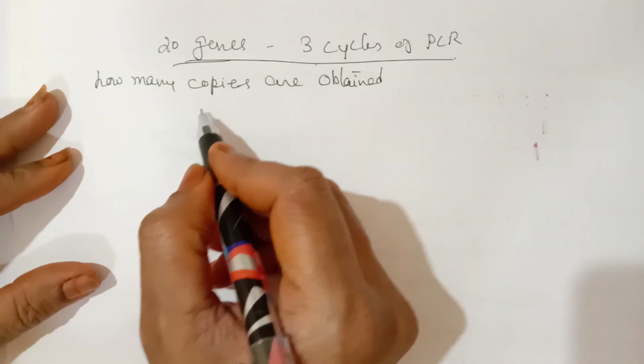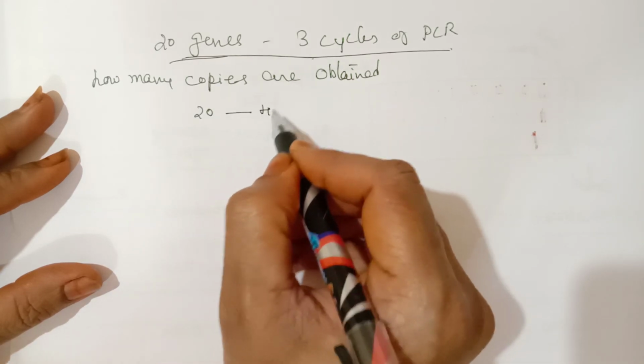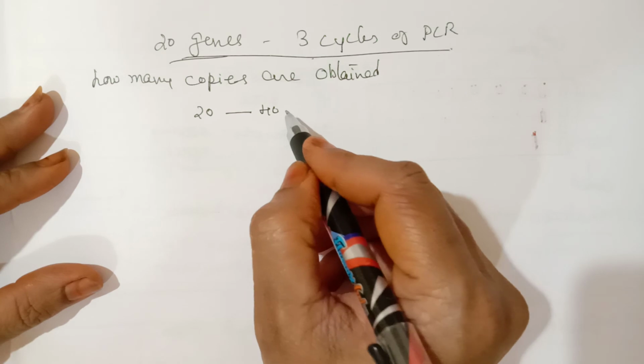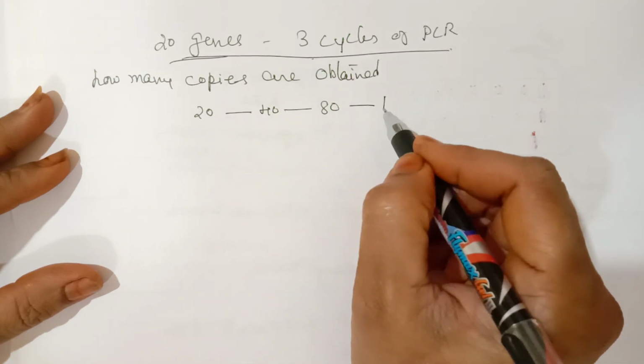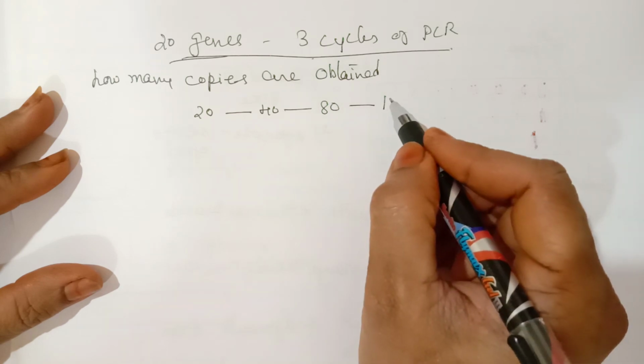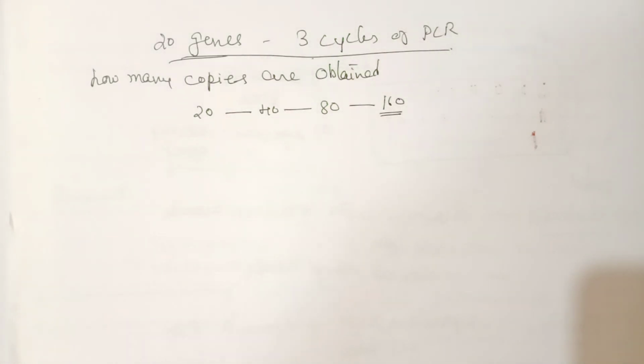So simple, we can write 20 genes. First cycle we will get 40. There is a doubling. Second cycle we get 80. Third cycle, after 3 cycles we get 160. So 160 copies of genes can be obtained. So in this way, we can multiply the genes in a very short time. That's what is called a PCR technique.